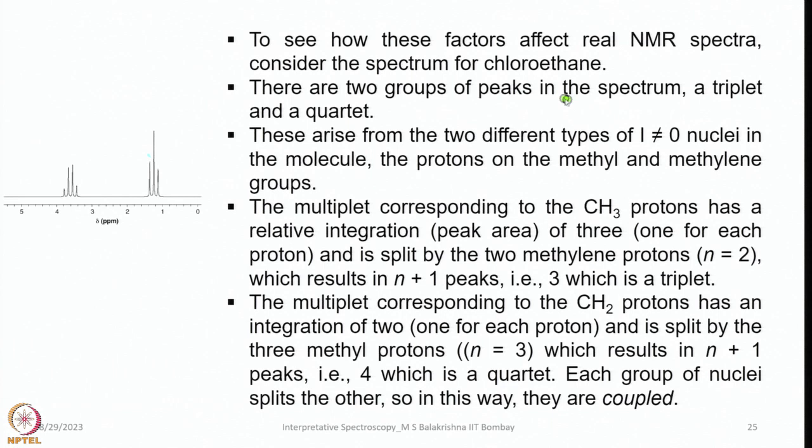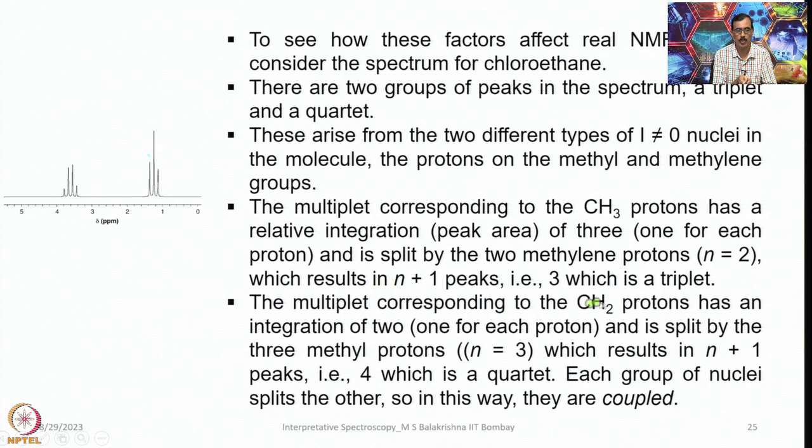To see how these factors affect real NMR spectra, again I am considering this chloroethane. There are 2 groups of peaks in the spectrum, a triplet and a quartet. These arise from the 2 different types of I equals non-zero nuclei in the molecule, the protons on the methyl group and the protons on the methylene group. The multiplet corresponding to methyl protons has a relative integration of 3 and is split by 2 methylene protons, N equals 2, which results in N+1 peaks, that is 3, which is a triplet, and the intensity ratio is 1:2:1.